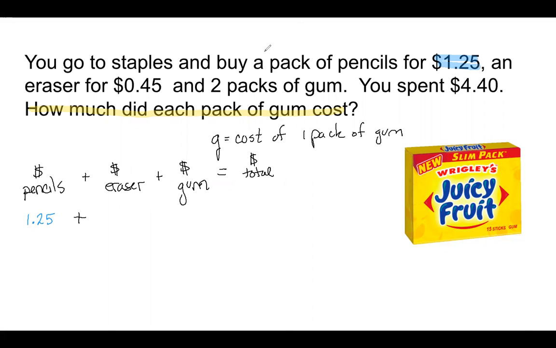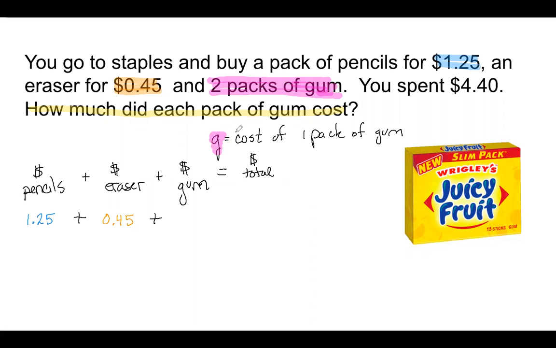Okay, and I spent some money on eraser, and that's also in my problem. So right here it says that I spent 45 cents on an eraser. So I'm going to put that. Instead of money for eraser, I'm going to put 45 cents. All right. And then I spent some money on gum. They didn't tell me how much money I spent on gum. Do you guys see that? This is all the information I have on gum, that I bought 2 packs of it, right? So I bought 2 packs of gum. Do I know how much each pack cost? Yes, I do. It cost G.